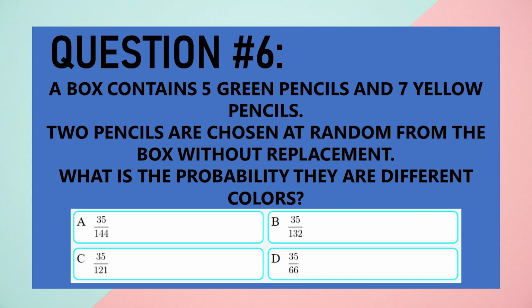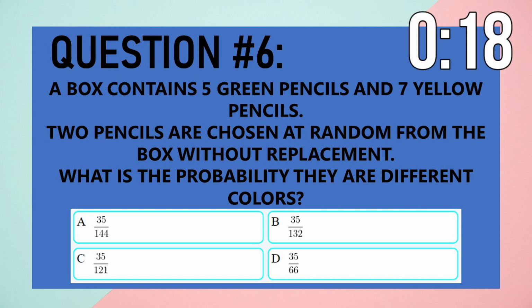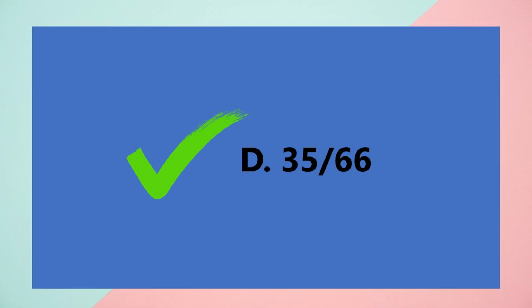Letter A, 35 over 144. Letter B, 35 over 132. Letter C, 35 over 121. Or letter D, 35 over 66. And the correct answer is letter D, 35 over 66.